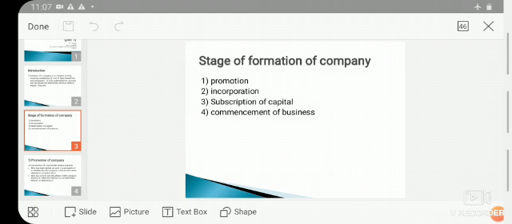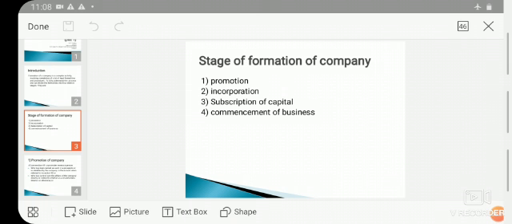Whereas a public company should go through all the four stages, which are promotion stage, incorporation stage, subscription of capital stage, and commencement of business. A public company, on the other hand, goes through the capital raising stage and then receives the certificate of commencement. That means a public company has to undergo all the four stages of the formation of a company.